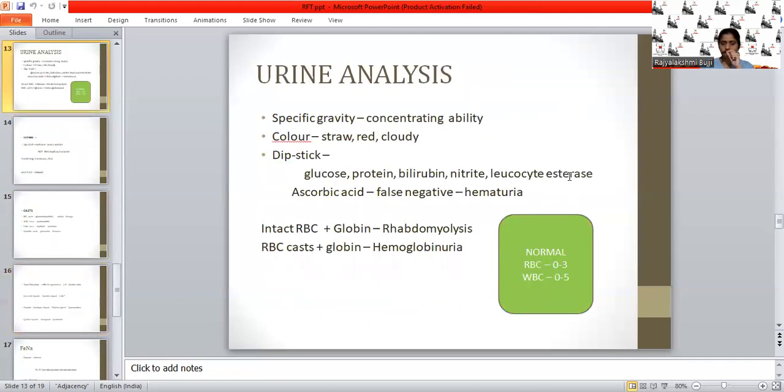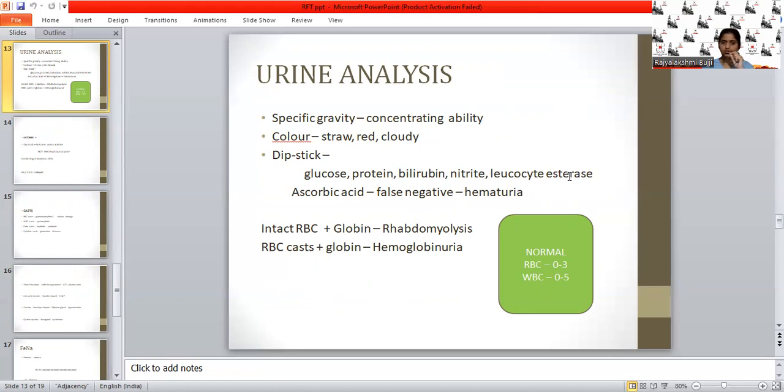Coming to urine analysis. Specific gravity is used to estimate the concentrating ability of the kidneys. The normal range is 1.003 to 1.03. If it is less than normal, that means the urine is dilute, the concentrating capacity of the tubules is gone.